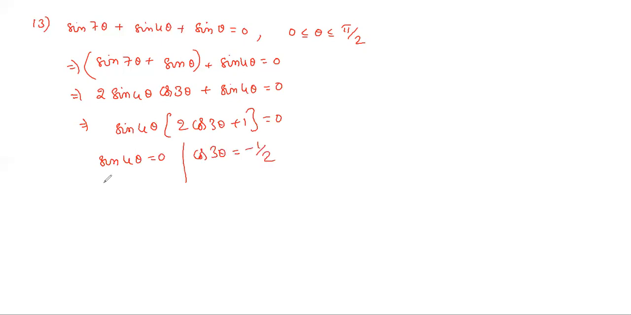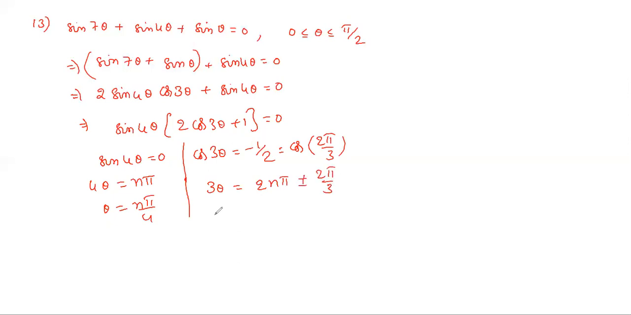Sin of angle is 0 for n pi, so 4 theta equals n pi, theta equals n pi by 4. And cos 3 theta is minus 1 by 2, so this is the cos 120 value, minus 1 by 2. So 3 theta equals 2n pi plus or minus 2 pi by 3. So theta equals 2n pi by 3 plus or minus 2 pi by 9.